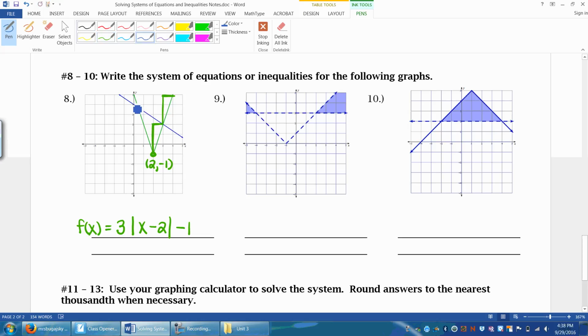The blue graph is a line, so I'm going to find the y-intercept first, which is at 4. And then I'm going to look for the slope. I go down 2 spaces, right 3 spaces. Down 2 is a -2 over 3. I'm going to call this one g of x, something different. And it's an equation because there is no shading.